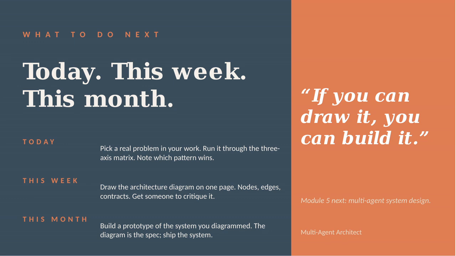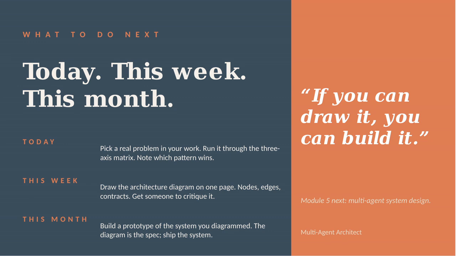3 time horizons. Today. Pick a real problem in your work. Run it through the 3-axis matrix. Note which pattern wins and articulate why the other 3 are wrong. 30 minutes. Don't draw anything yet, just decide which shape fits. This week, draw the architecture diagram on one page. Nodes, edges, contracts. Use the conventions from slide 35. Get someone, a coworker, a friend, anyone with engineering taste to critique it. Their critique tells you where your design is hand-wavy.